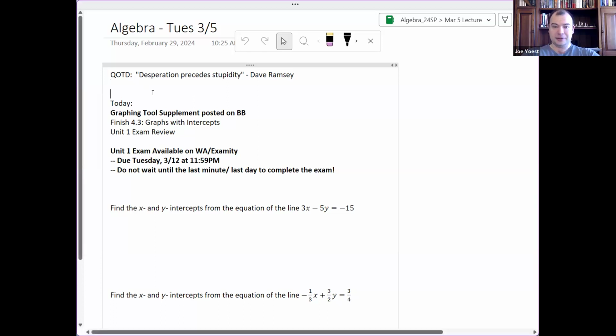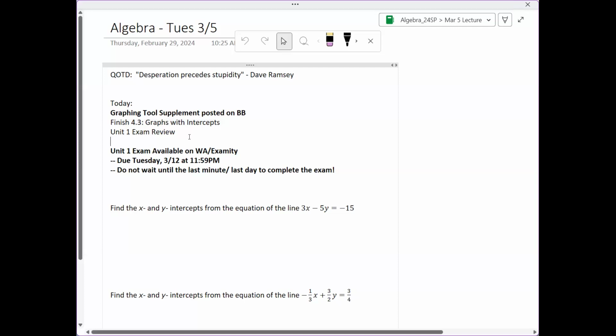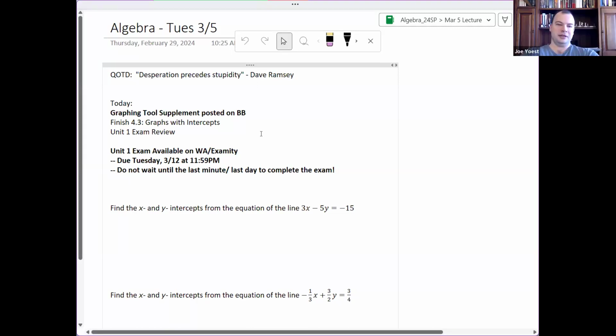Okay, so before we move into section 4.3, are there any questions on anything so far? Can you do half of the exam on, let's say, Sunday and half on Tuesday? Is that possible? No, you do have to take the exam in one sitting, all at once.